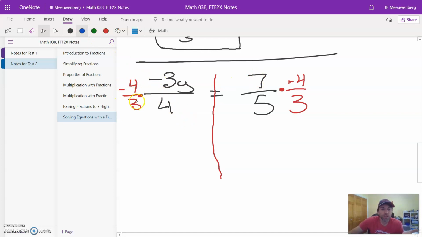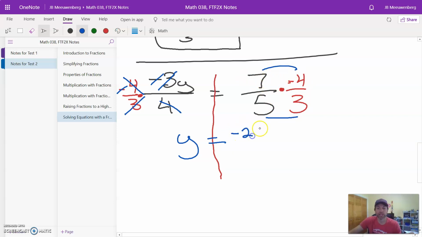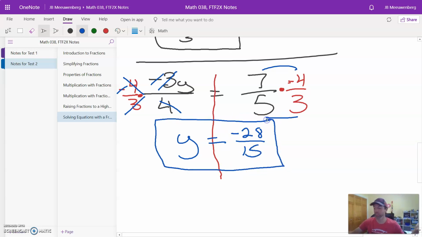I'll show this a little bit differently. Over here, the 3 and the 3 cancel, the 4 and the 4 cancel, and the negatives cancel. And we're left with just a y equals. Over here, nothing cancels, so I just multiply straight across. 7 times negative 4 is negative 28, and 5 times 3 is 15. So sometimes we get answers that are fractions, and that's fine.